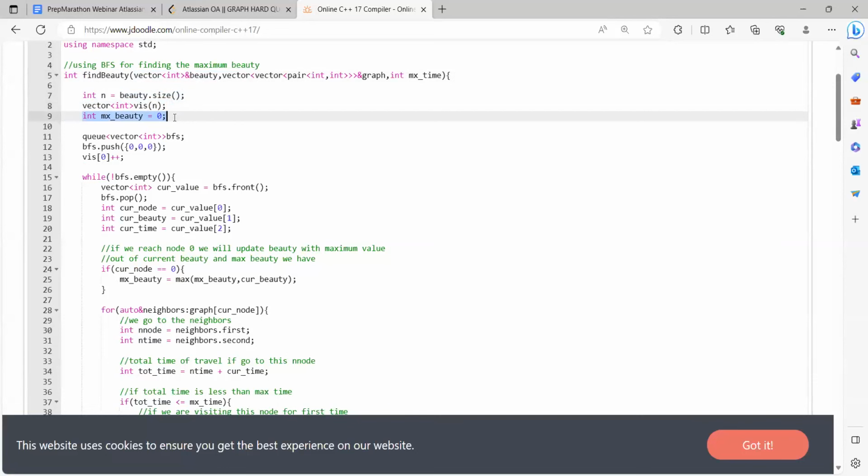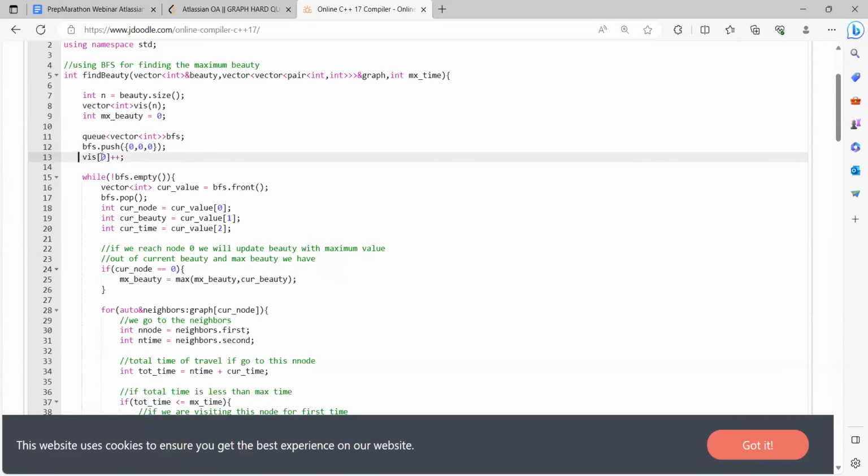0. In this BFS, I'm storing three things. What are those three things? First thing will be my node, which node I am currently at. I will always start from node 0, so that's why I am pushing this 0. Next is the current beauty, the beauty that I have captured till now. And the third thing is the current time, the total time I have utilized till now.